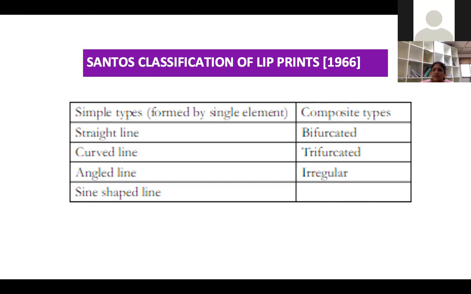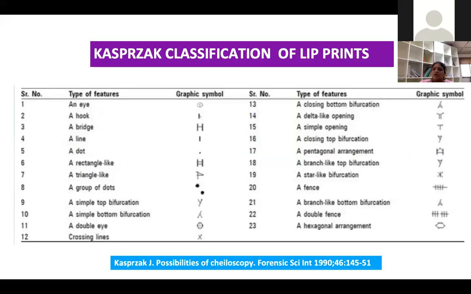If you're not able to give a particular shape, or we are not able to distinctly say whether it is bifurcated or trifurcated, then it belongs to a category called irregular. But this classification was not commonly followed by many of the researchers. It was its own classification devised based on the population of lip prints which he had collected.